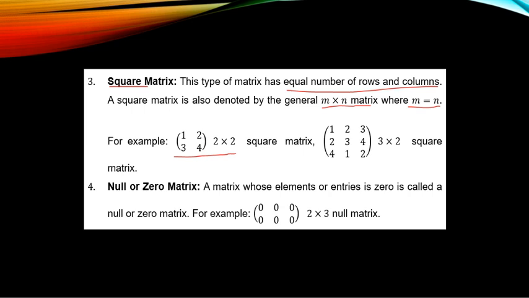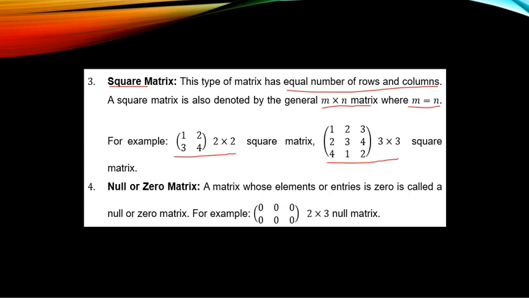It's a square matrix. Another matrix, this is a 3 by 3 matrix. You have a 3 by 3 matrix there because the number of rows is 3, and the number of columns is also 3. So you call this a 3 by 3 square matrix.